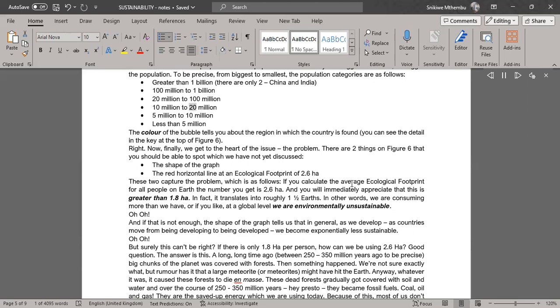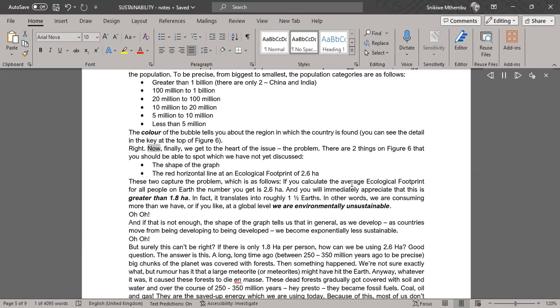10 million to 20 million. 5 million to 10 million. Less than 5 million. The color of the bubble tells you about the region in which the country is found. You can see the detail in the key at the top of figure 6.